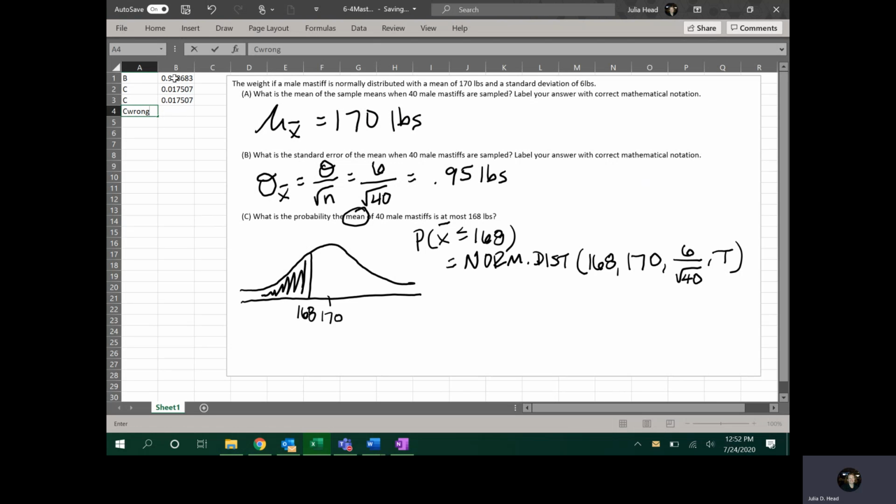Now the wrong way is to do norm.dist 168, 170, and to use a rounded number instead of putting in the exact standard error of the mean to put in 0.95. You can tell to several decimal places this is giving you the same answer, but it's not giving you exactly the same answer, and it's wrong because you used a rounded number.